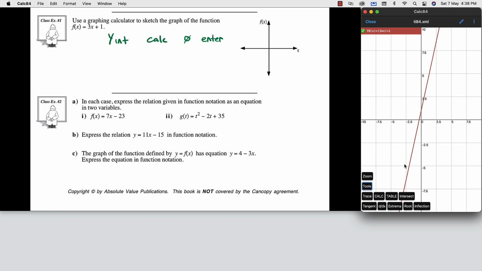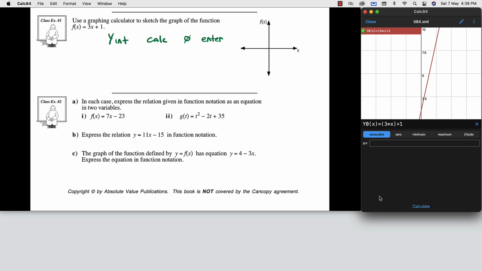Okay, now that's on the TI-84. See what happens here. So if I press calc right here in this box, I'm going to say 0. So it's basically saying x equals 0. When I press on calculate, what is y? And it says right here that y is 1. So when x is 0, y is 1.